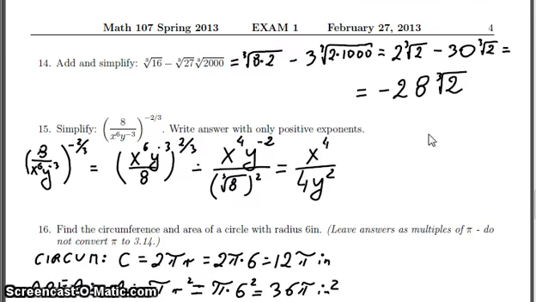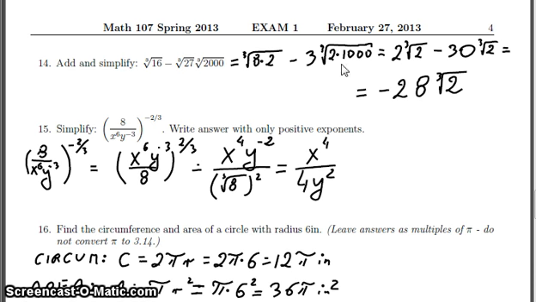Problem 14, add and simplify the radicals. These are all cube roots. So cube root of 16 is the same as cube root of 8 times 2. I want a factor that is a perfect cube. Then the cube root of 27 is just 3, because 3 cubed is 27, and the cube root of 2000 can be written as cube root of 2 times 1000. Again, I want this 1000 here because the cube root of 1000 is 10.